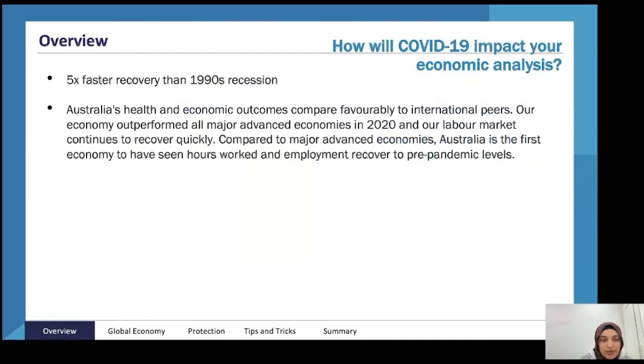Righto, so then we've got a 5 times faster recovery than we had in the 1990s recession. So Australia's health and economic outcomes compared favorably to international peers. We were able to recover from COVID much faster than a lot of other economies, especially the other major advanced economies. We were able to actually outperform all of them in 2020. And our labor market actually continues to recover quickly. Compared to major advanced economies, Australia is the first economy to have seen hours worked and employment recover to pre-pandemic levels, which is quite impressive. So again, something that you can definitely note down when you are talking about the COVID-19 side of things in your essay.